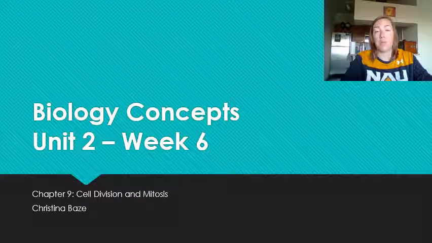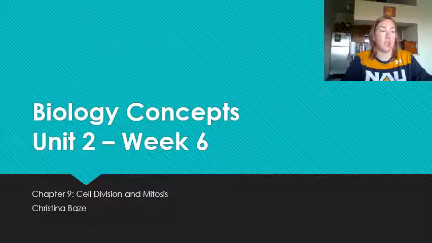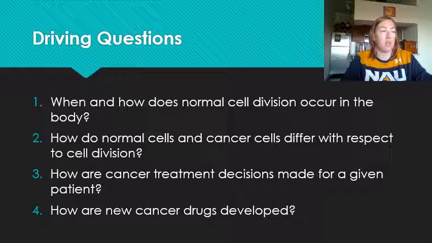Okay, this is the first of two videos for this week. This is 6.1, outlining material from Chapter 9, Cell Division and Mitosis. In this video, I'm going to talk about normal cell division, but I'm going to save all of this cancer stuff for the next video when we cover Chapter 10, which is mutations and cancer.